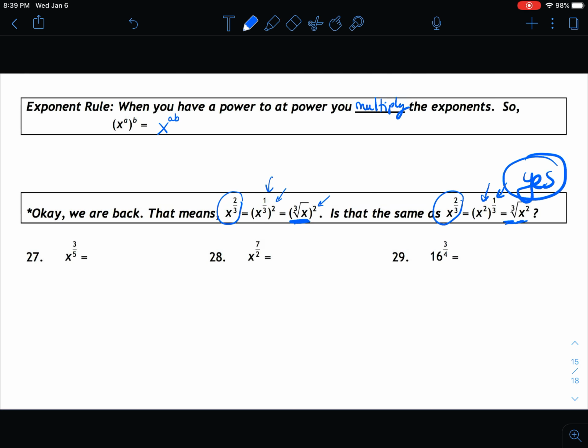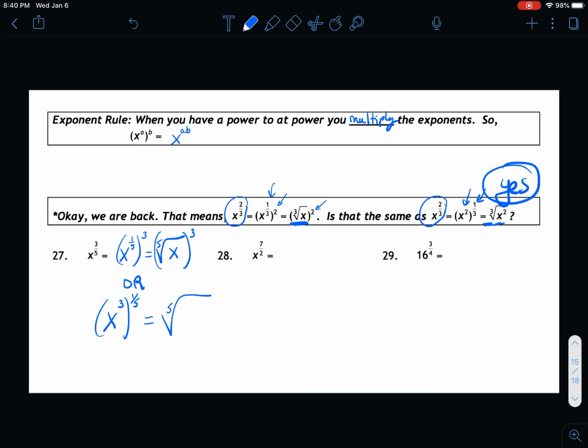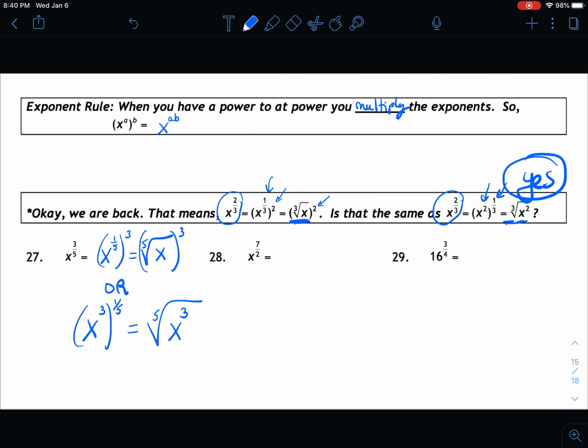So for this next one that we're looking at, this is the same as saying x to the 1/5 raised to the 3rd power. Well, how would I write that with a radical? It's the 5th root of x cubed. Or, here's another way to write it. X cubed raised to the 1/5. Okay, well, the 1/5 is still my fifth root. And fifth root of what? Fifth root of x cubed.